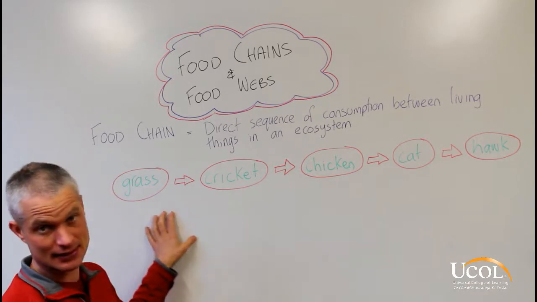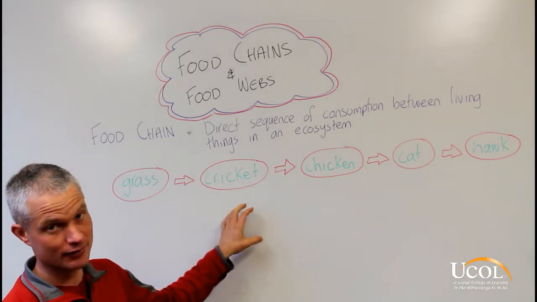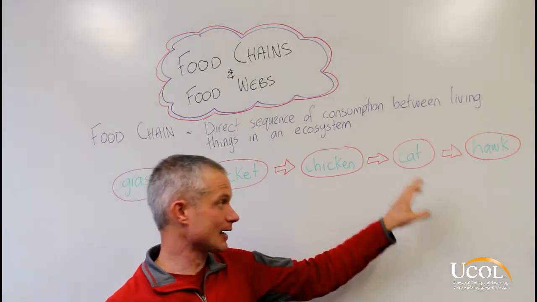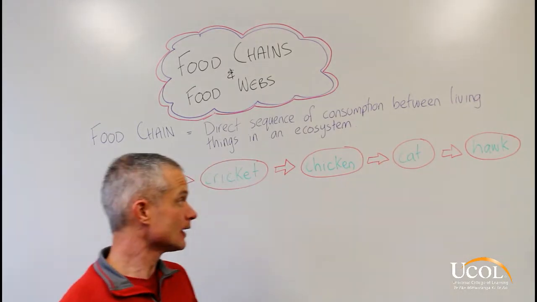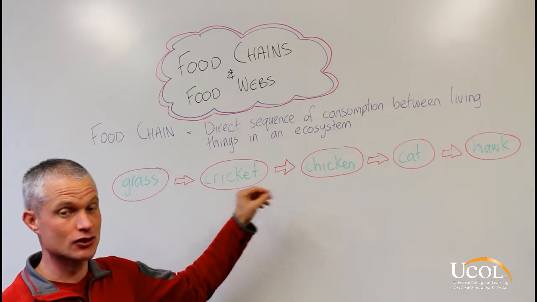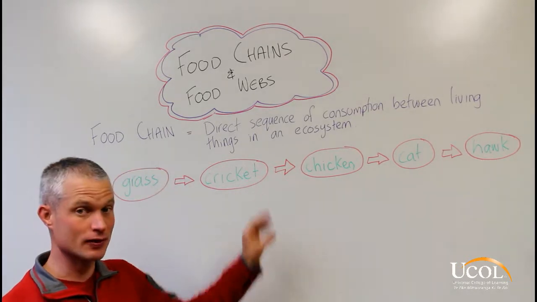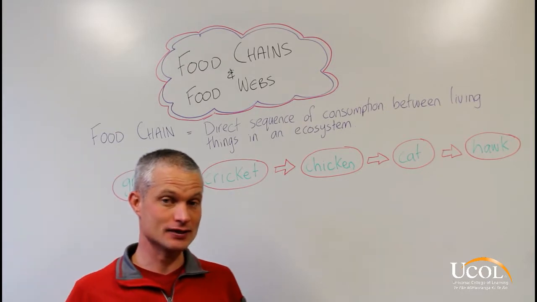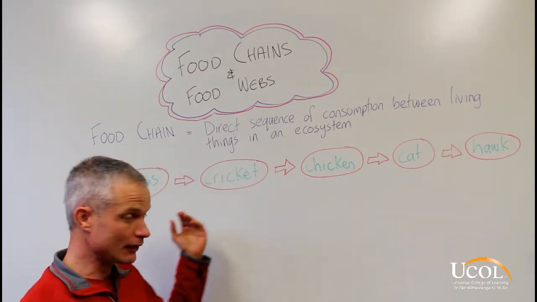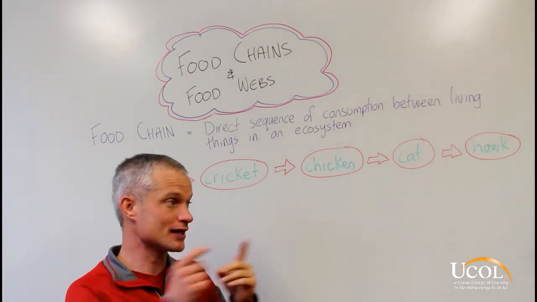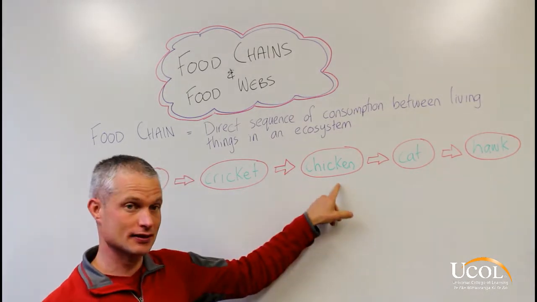So the grass in this example is being eaten by the cricket, which is eaten by the chicken, which is eaten by the cat, which is eaten by the hawk. The arrow in between shows where the flow of energy is going. The energy in food is chemical energy, and when one living thing eats another, the chemical energy is transferred to the creature that eats it.